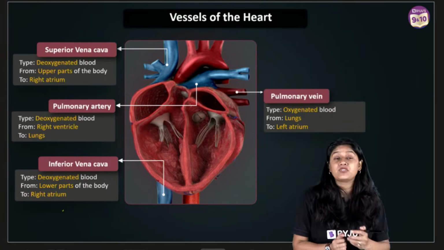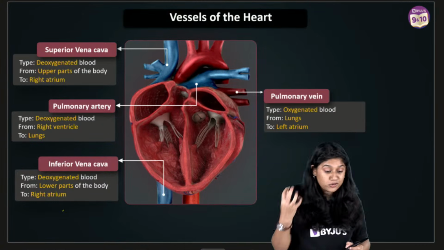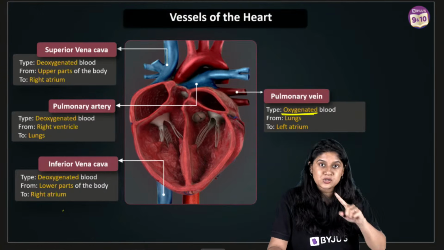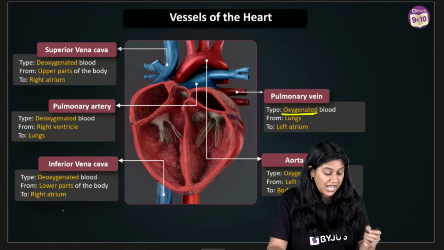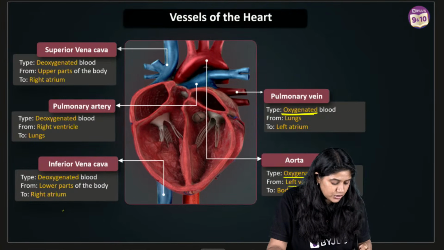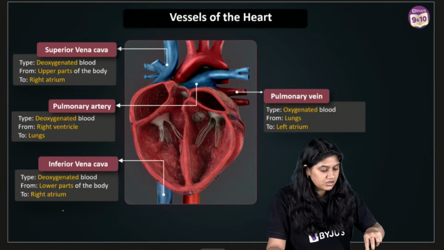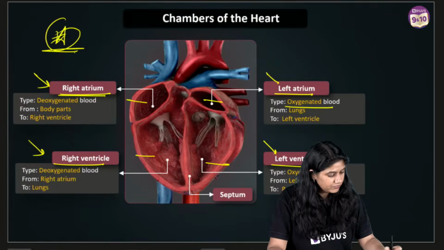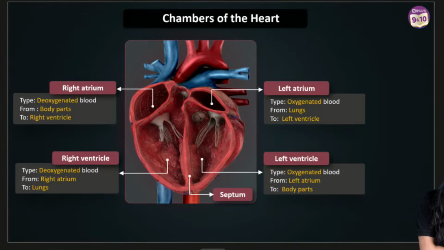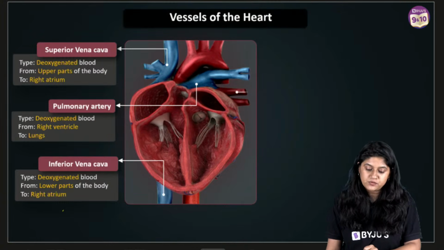Then on the other side, we have the pulmonary vein, which carries the oxygen-rich blood from the lungs to the left atrium. And then we have the aorta, which carries the oxygen-rich blood from the left ventricle to the different parts of the body. So everyone, first of all, take the screenshot of this. It is very important from the exam point of view. So everyone take the screenshot of this also.